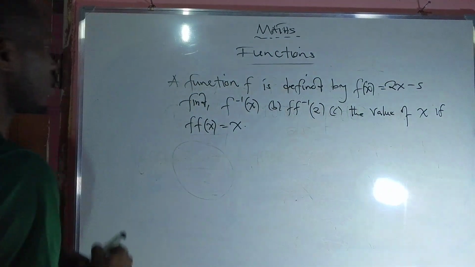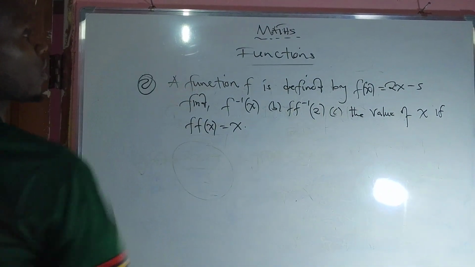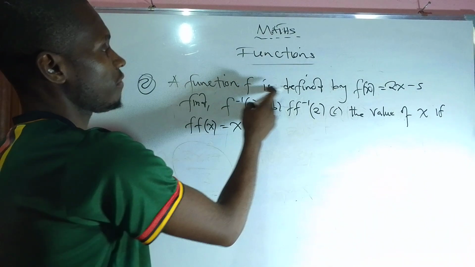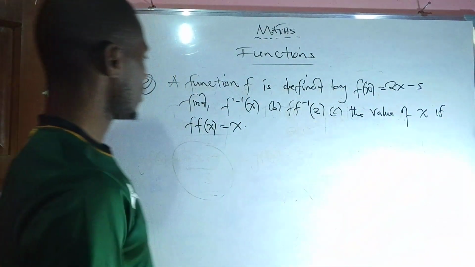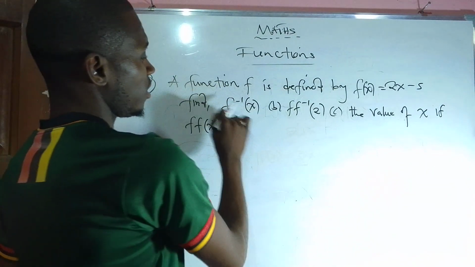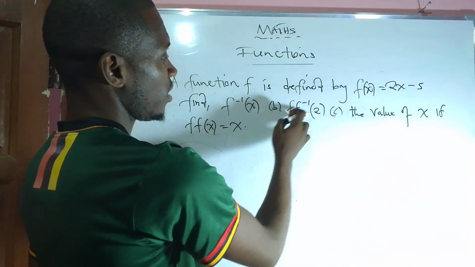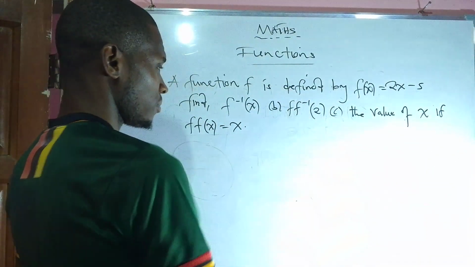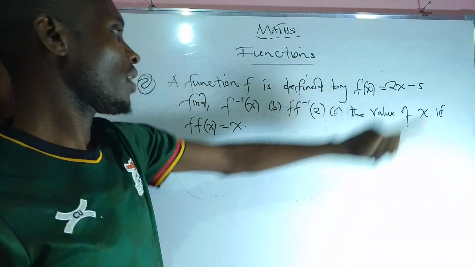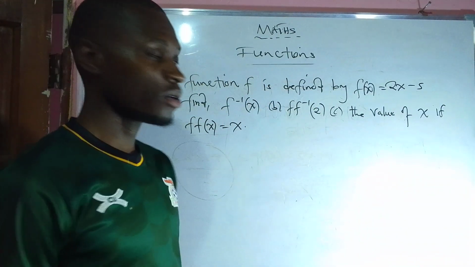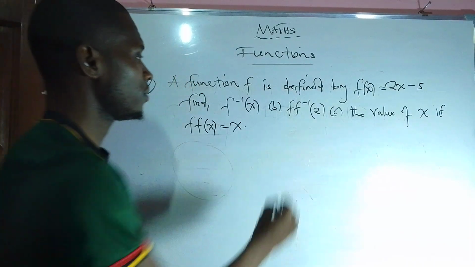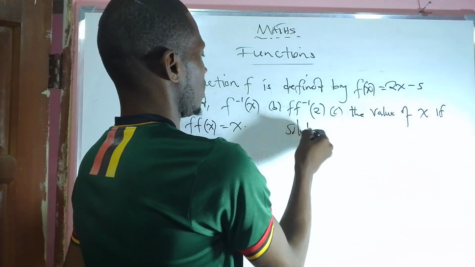Okay, so this is the second question. A function f is defined by f of x equals 2x minus 5. Find the inverse function f inverse of x, then f inverse of 2, then the value of x if f(x) is equal to x. So that's the second question which we have. So let's do it now.